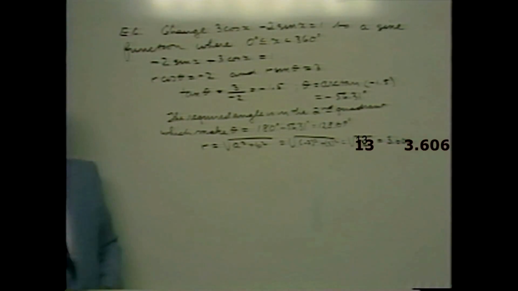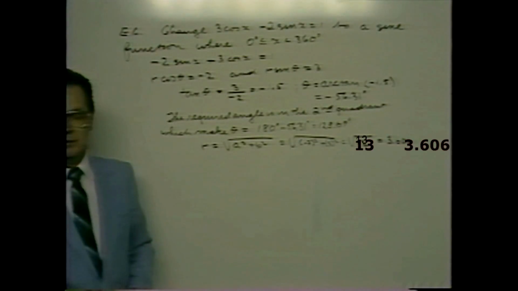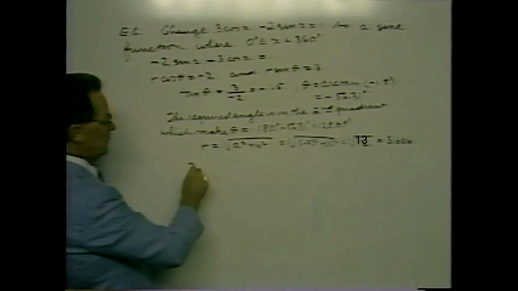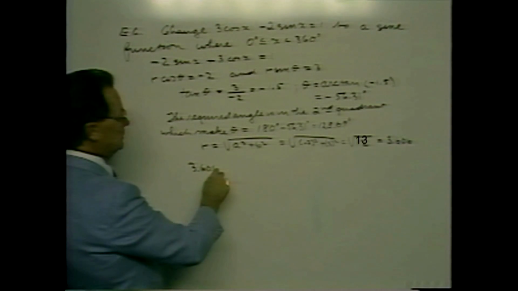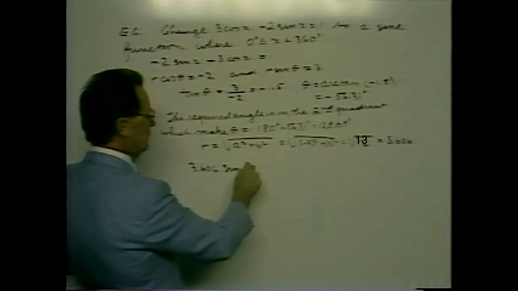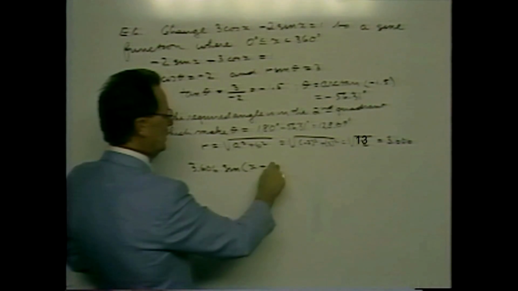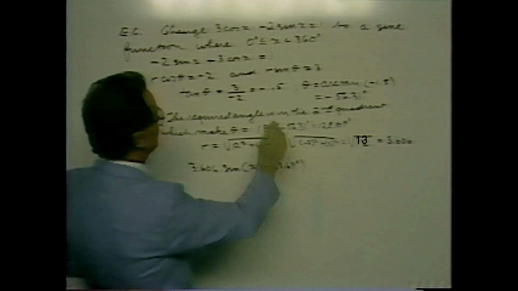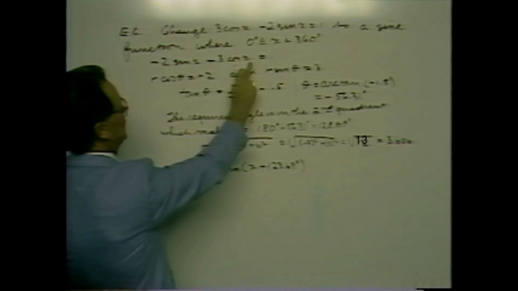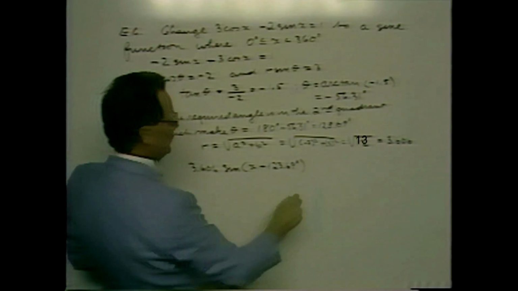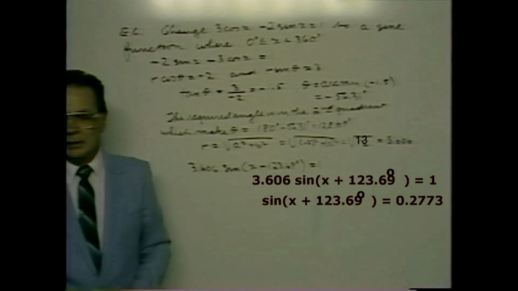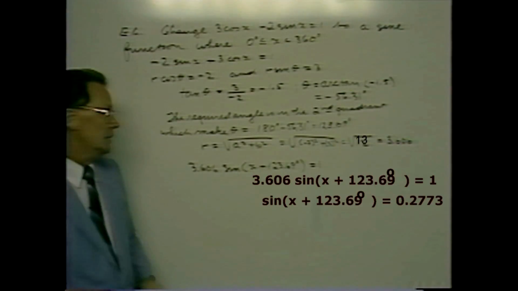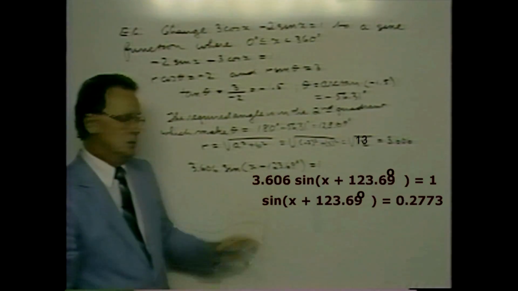We now have the form of this function in terms of sine alone, and it is written as follows: 3.606 sine x plus 123.69 degrees is the amount equal to the left side of the given problem, and this therefore is equal to 1. Our job here is to find out what in fact the value x is that makes this statement true.